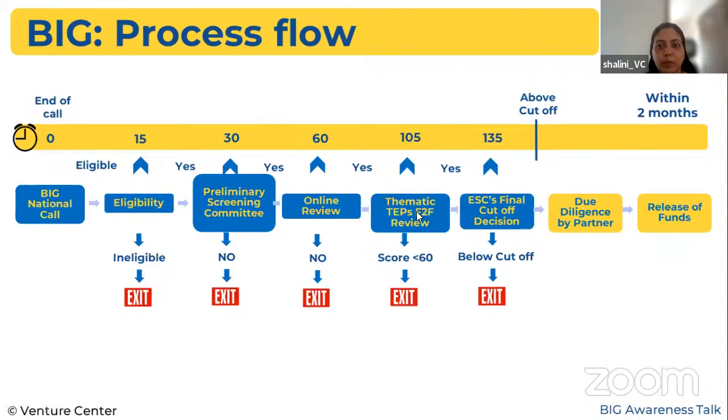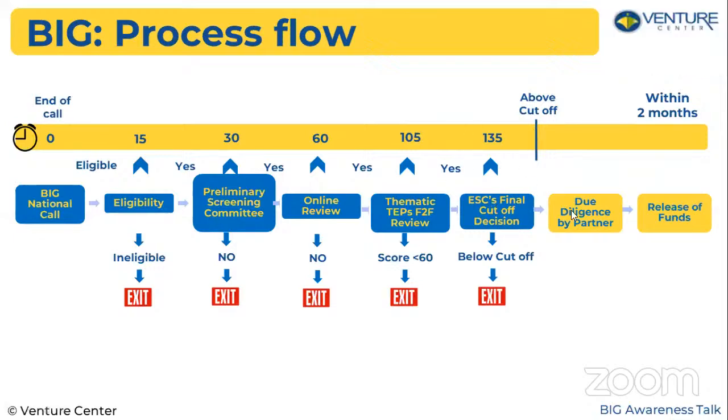If the proposal falls above the cutoff, then you are called for the presentation where you face the reviewers face to face for the first time and you give a presentation. Here again, the committee will score you, and there will be again a cutoff decided in the meeting, and the final decision will be taken based on the cutoff of how many get funded for this grant. Once you get selected for this grant, a due diligence by the chosen partner will be done, and then there will be an agreement signing and release of the first tranche. These two typically take 2 months of time, whereas this whole process will be done in 135 days.